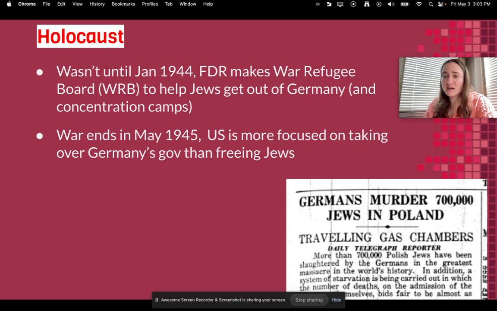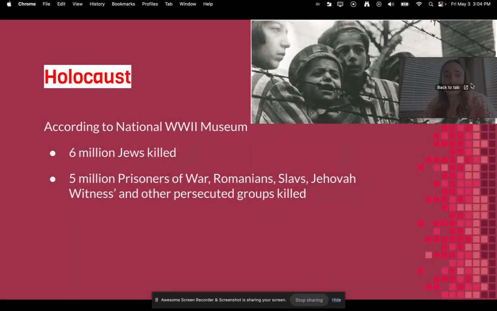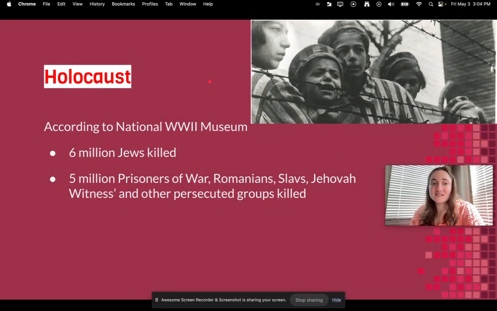The war ends in May 1945, and the U.S. is more focused on taking over Germany's government at that time than they are with freeing the Jewish people who are in the concentration camps or in hiding. So according to the National World War II Museum, 6 million Jews were killed in the Holocaust, and an additional 5 million prisoners of war, Romanians, Slavs, Jehovah's Witnesses, and other persecuted groups were also killed.